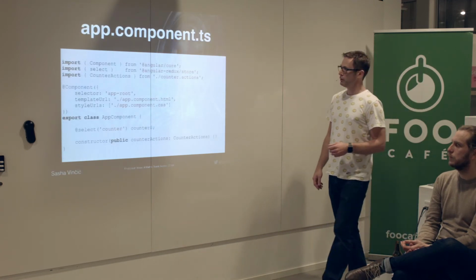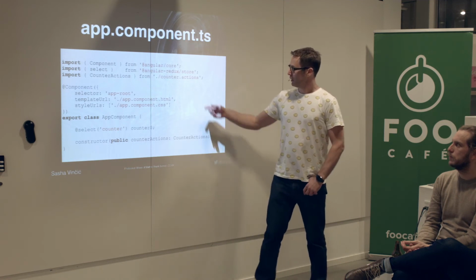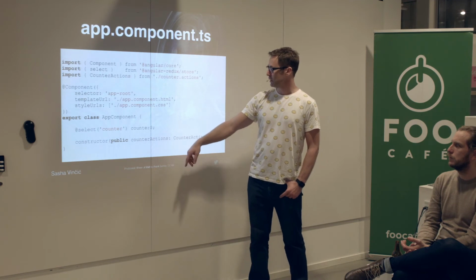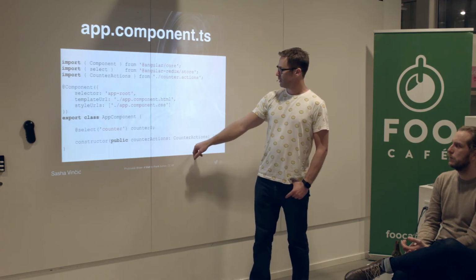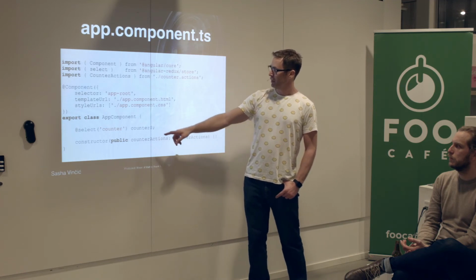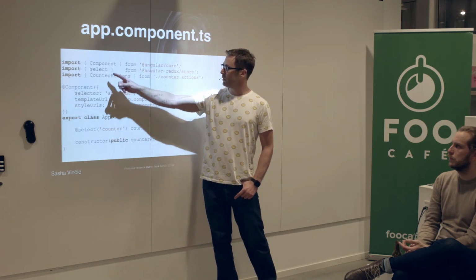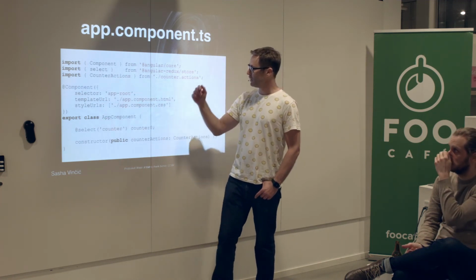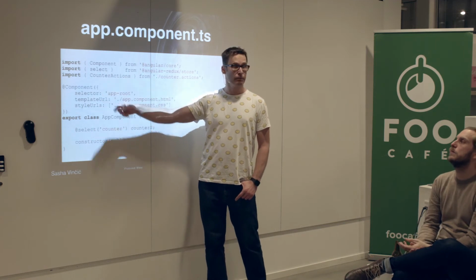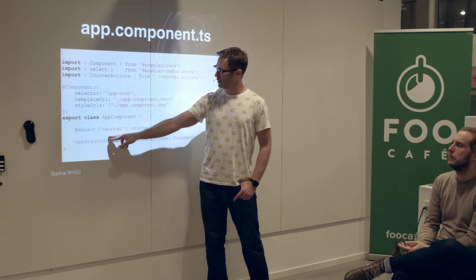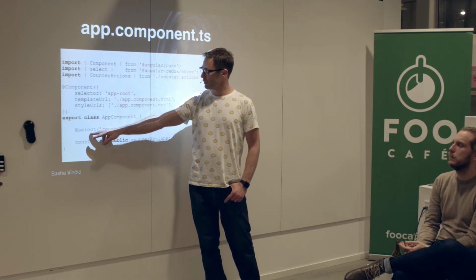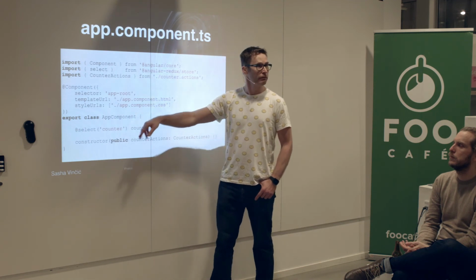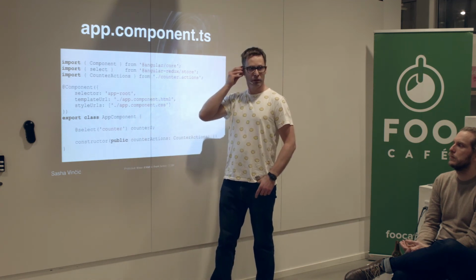Here we have a component. It injects the counter actions to do something with them. And here we have this notion that I like with ng2 Redux, or Angular Redux as it's called now, select, which, what's the name? When you say at before, what's the name of?